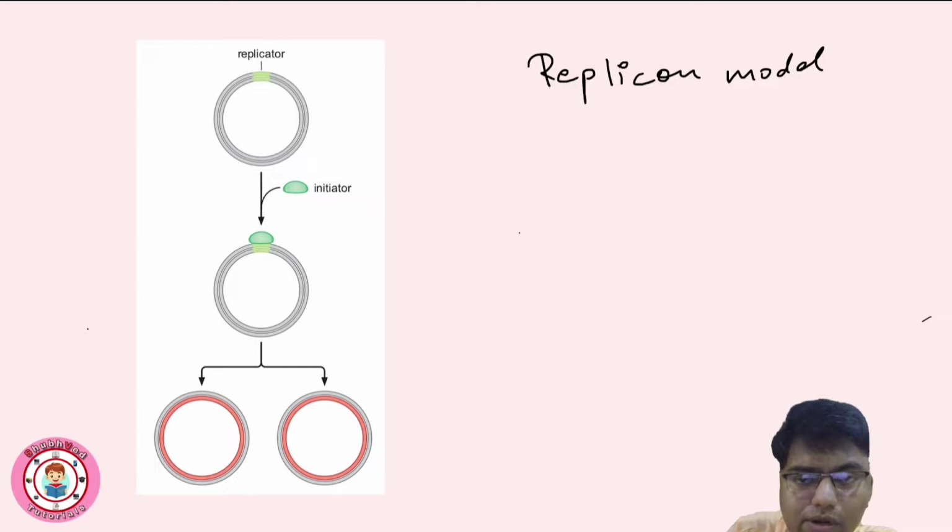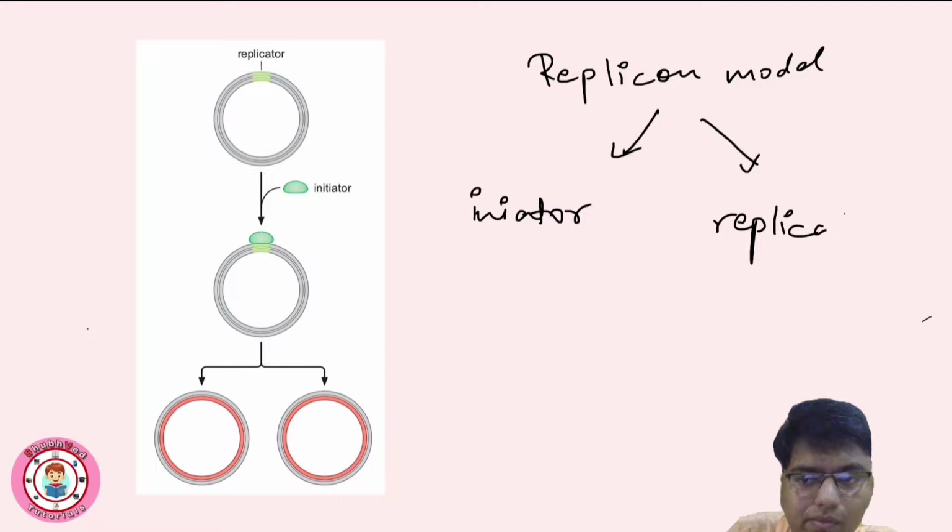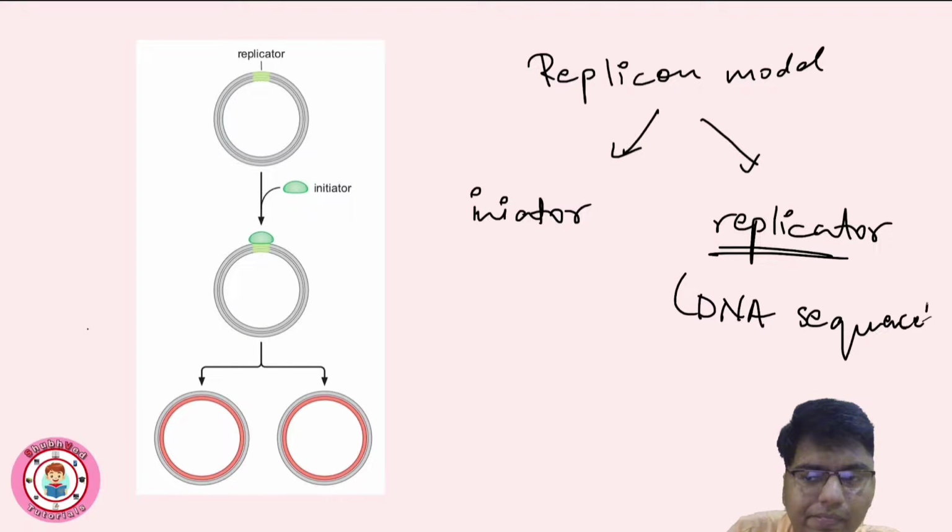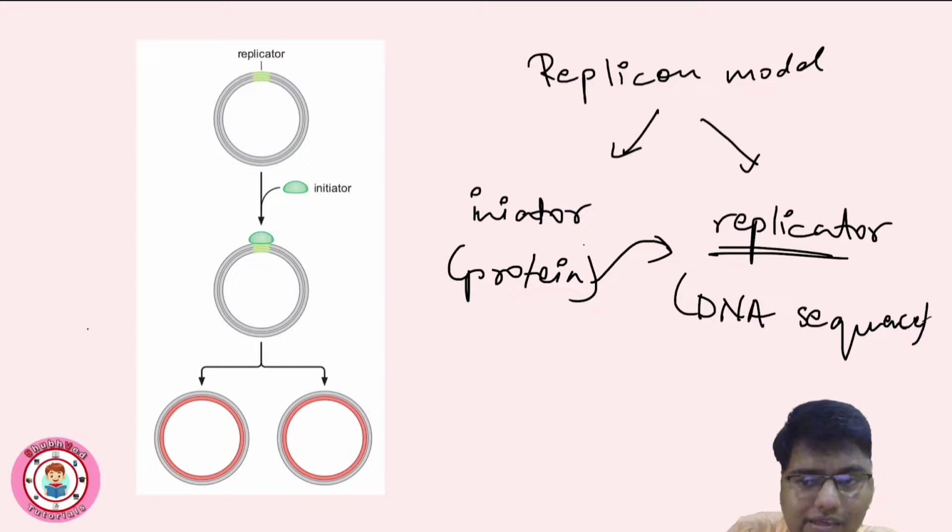A replicon model contains two parts, an initiator and a replicator. The replicator is a DNA sequence. An initiator is a protein that will recognize this replicator, or DNA sequence. It is known as the origin of replication. There are specific sites where origin of replication takes place, that is, initiation takes place.